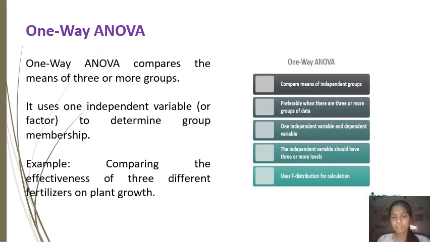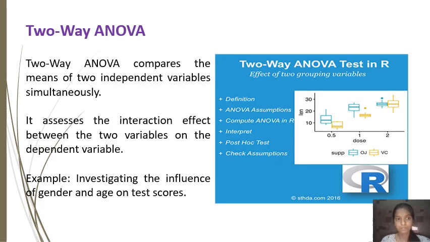Here, one-way ANOVA compares the means of the independent groups. It is preferable when there are three or more groups of data, one independent variable and one dependent variable. The independent variable should have three or more levels. It uses the F distribution for the calculation process. This is one-way ANOVA.